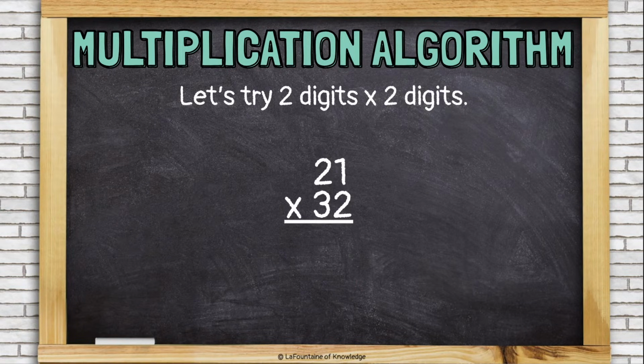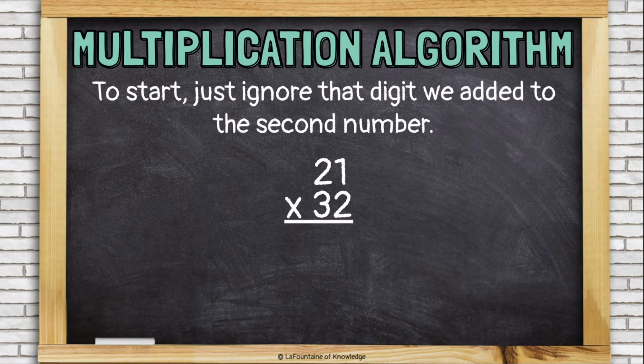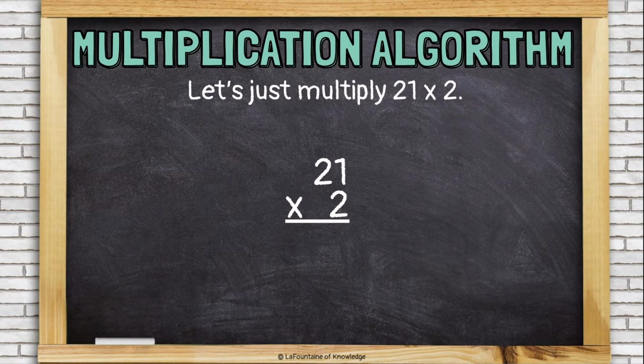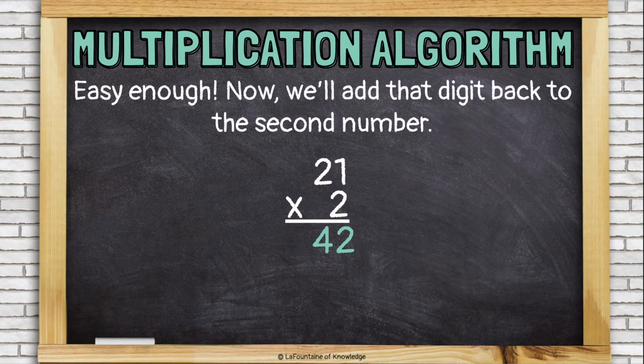Let's try multiplying two digits times two digits. This time we're going to multiply 21 times 32. To start, just ignore that digit that we added to the second number. That 3, let's just get rid of that for a minute. Okay, let's just multiply 21 times 2. That's easy. 2 times 1 is 2, and 2 times 2 is 4.